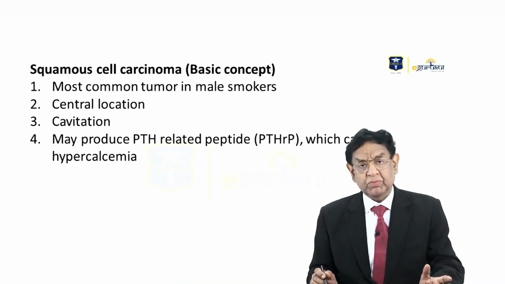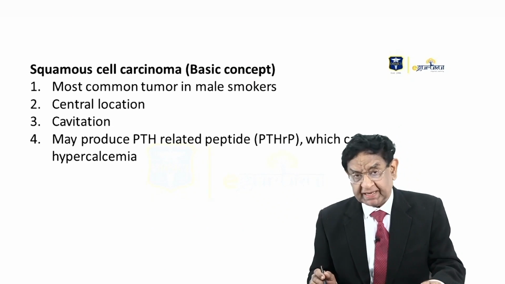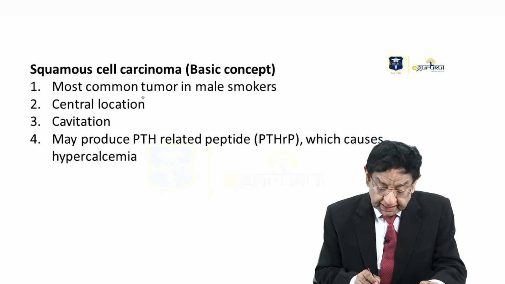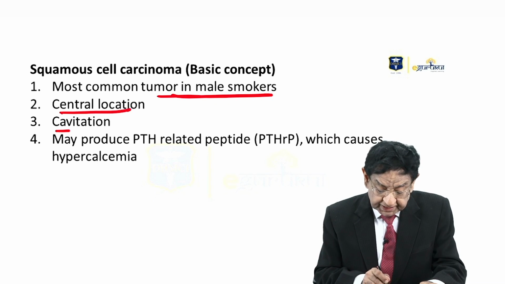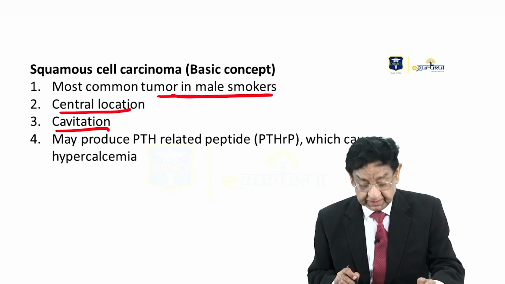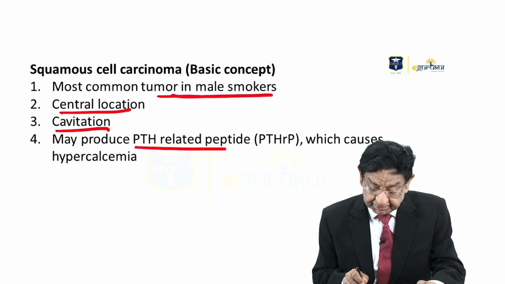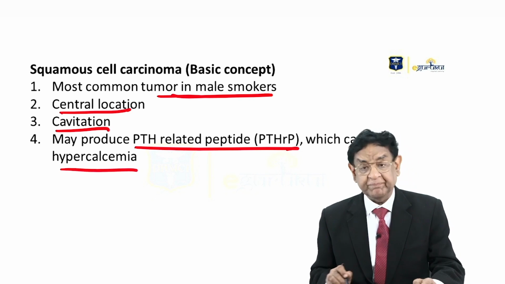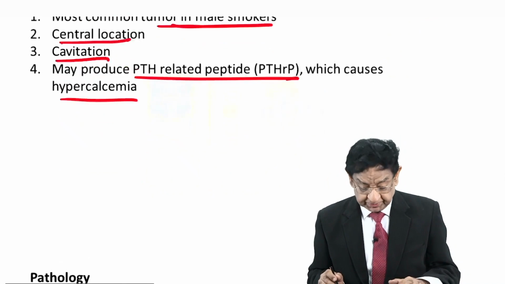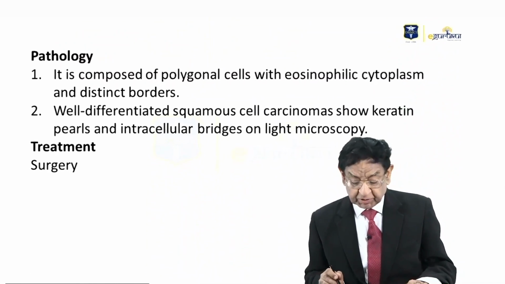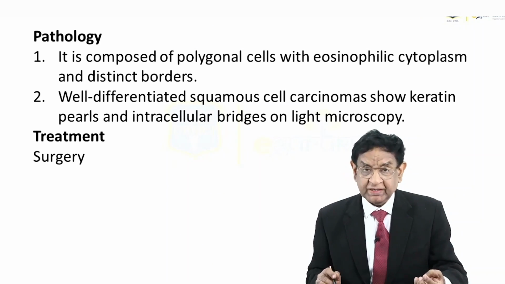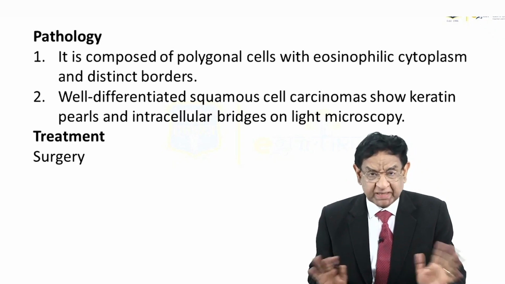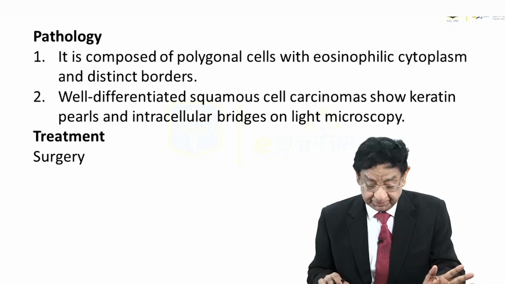Now, a little bit more about the basic concept of squamous cell cancer. Most common cancer in male smokers. Central location, cavitation can occur, and it produces PTH-related peptide, which causes hypercalcemia, the point I mentioned to you. A little bit of pathology, again, it is very important whether we are diagnosing or making the management plan. This is a must for every exam.